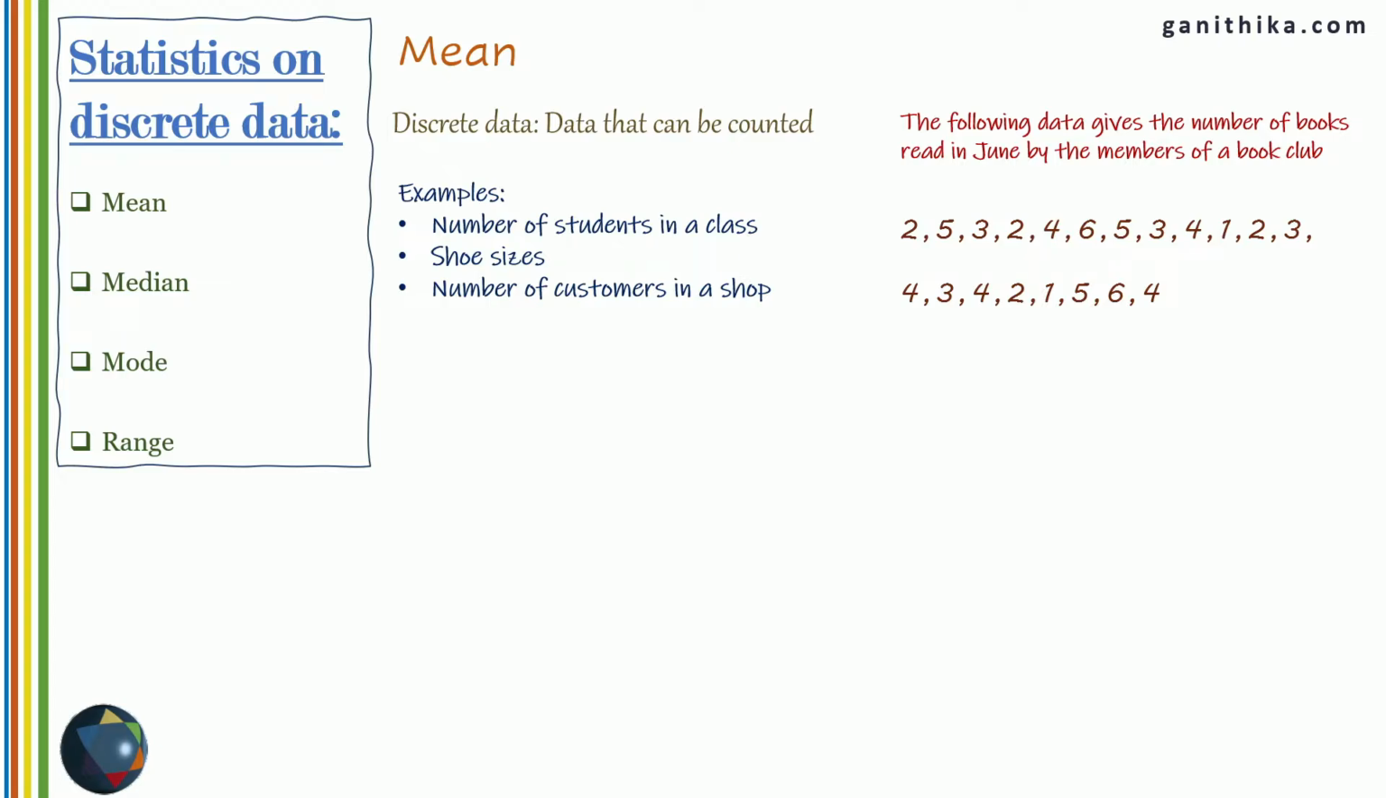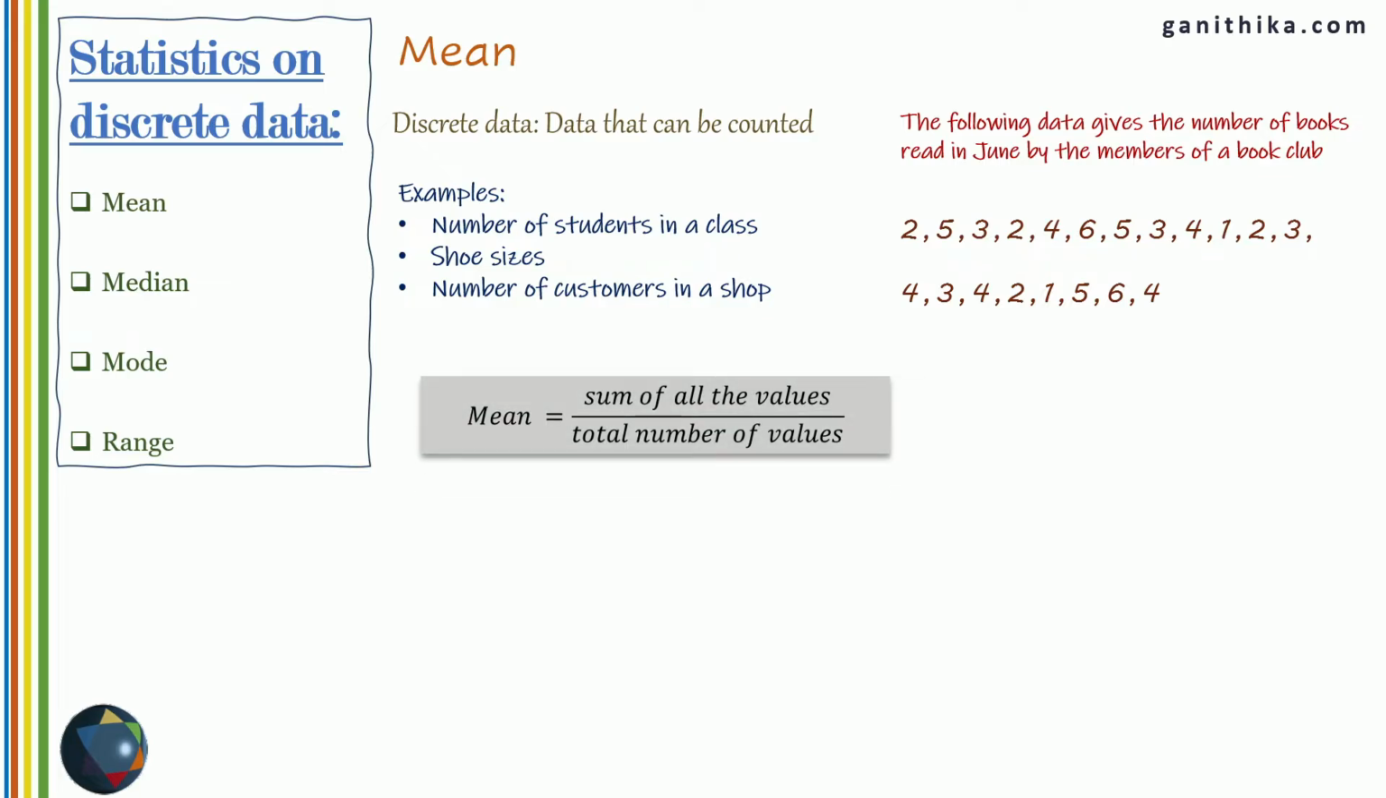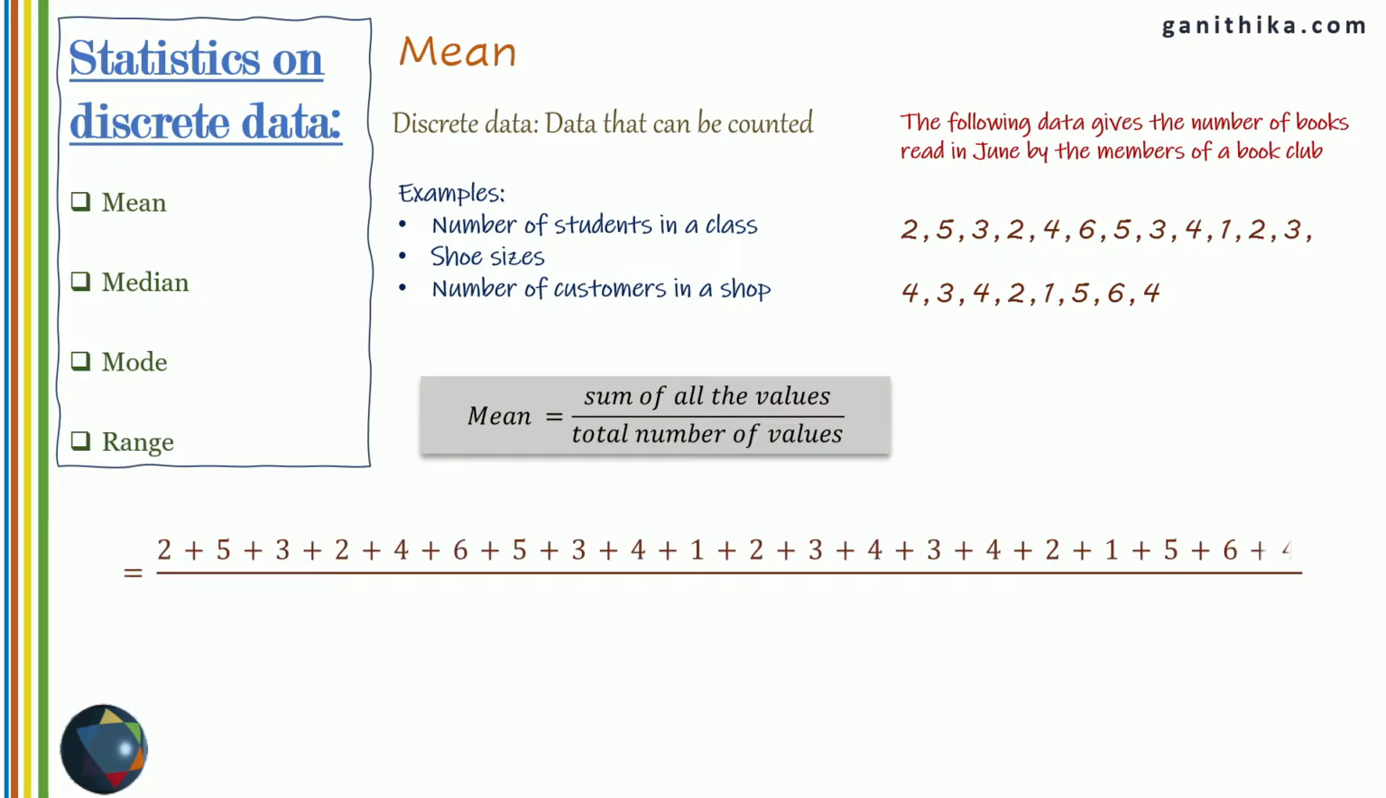And for this, we need to find the mean. So the formula for finding the mean is sum of all the values divided by total number of values. So in this case, we need to find the sum of all the values that is given in the data. And there are 20 data here because there are 20 members in the book club. And therefore, the total number of values in the data is 20. And you have to sum up all the values here on the numerator. Simplify this, you will get 3.45 as the mean for this data.